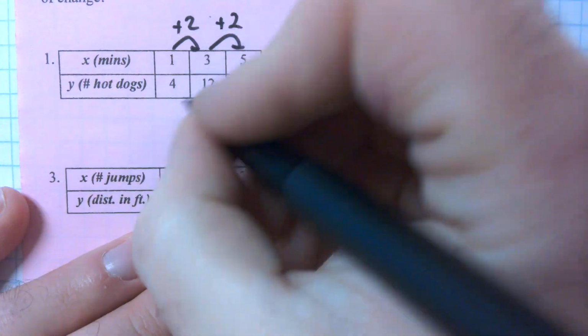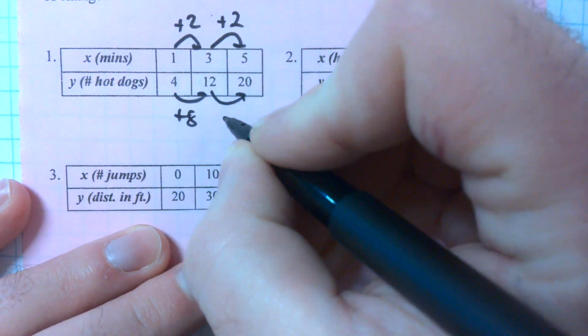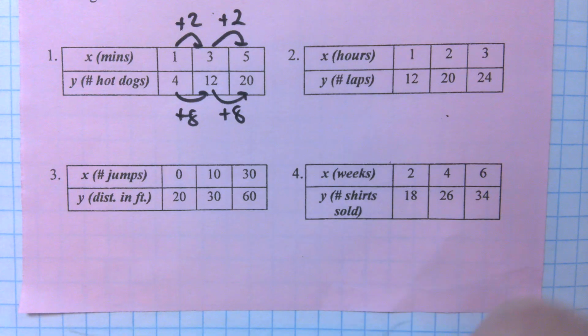But we got to check the bottom. How do I get from 4 to 12? +8. And from 12 to 20? +8. Give me a thumbs up, constant. Give me a thumbs down, variable. What do you think this one is? Yes, definitely constant. This is constant.